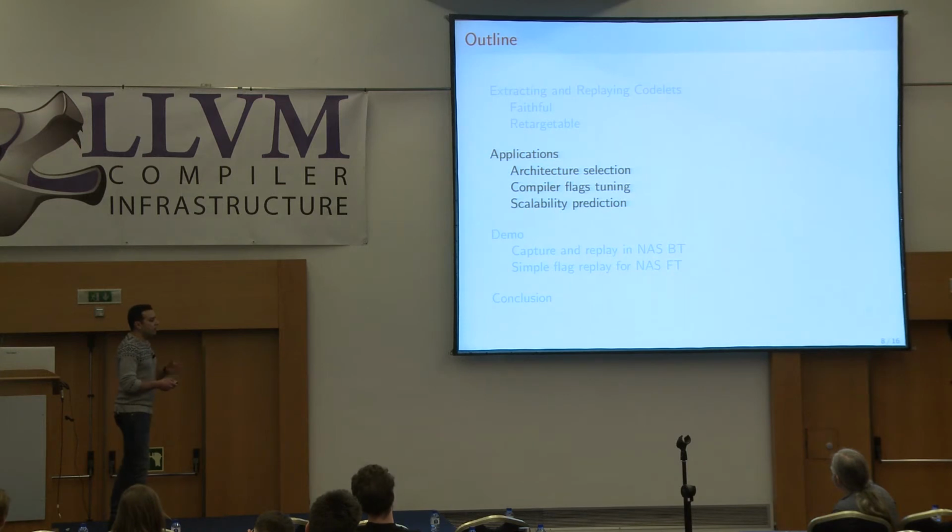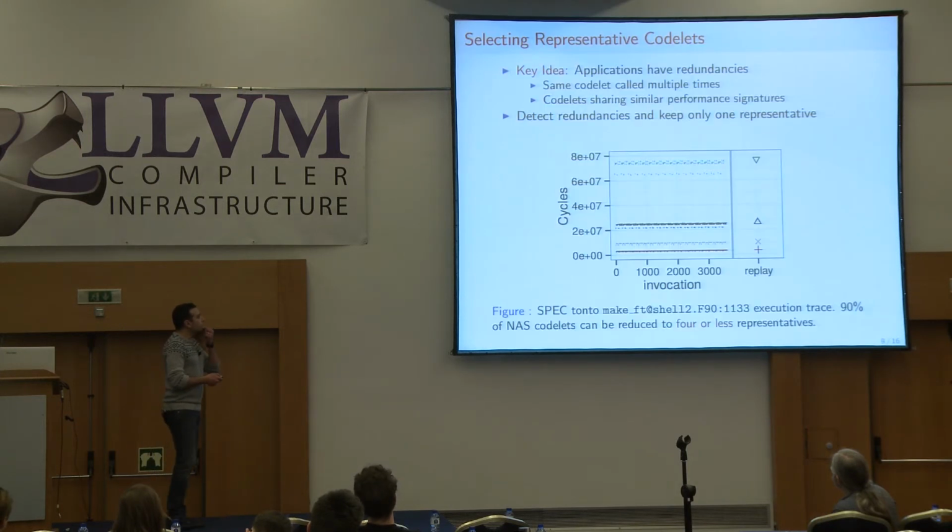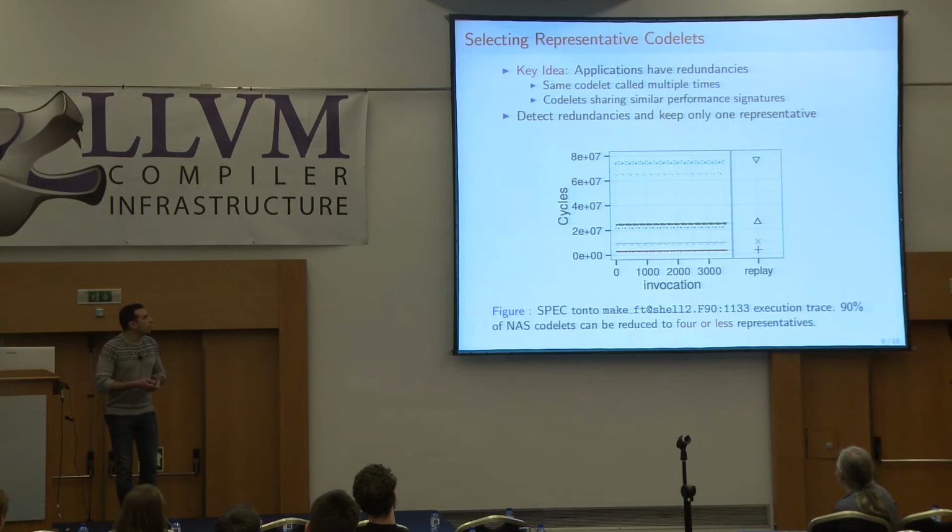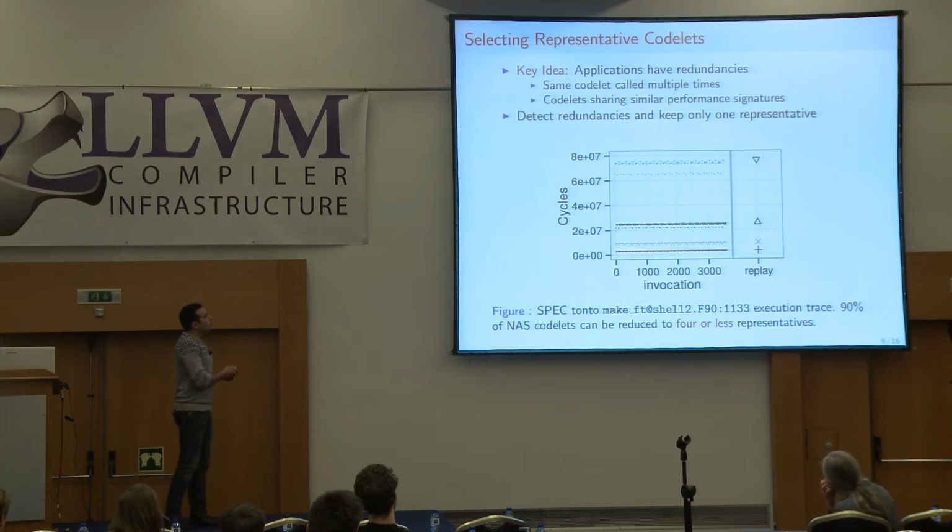So I'm going to show you some applications of the tool, but just before, we know that there are redundancies in applications. There are two kinds of redundancies. The same code can be called multiple times, so the same loop can be called multiple times with different data, and also codelets from different applications can have the same performance signature.